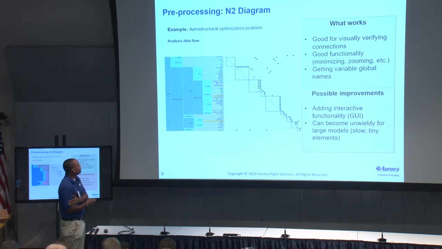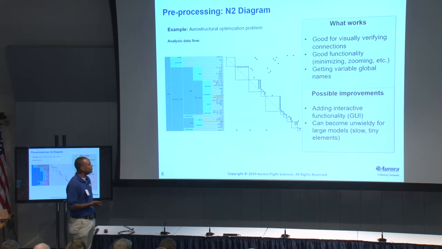So here I have an example of one of our aeroelastic, or aerostructural, models. It's a really nice way of being able to visualize it, and a really good functionality in terms of being able to nest multiple layers of groups into your higher-level model. The ability to zoom in and minimize some of these groups if you want to focus on certain specific subcomponents, I really appreciate that functionality. And being able to find the global variable names for each of these low-level variables by hovering over them, that level of information is really helpful as well.